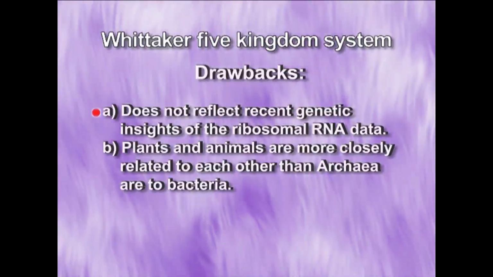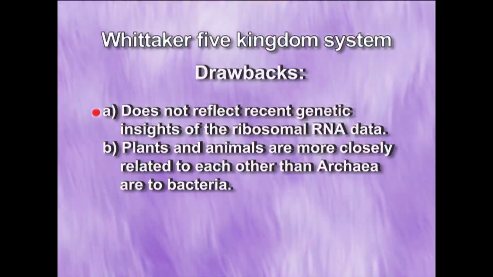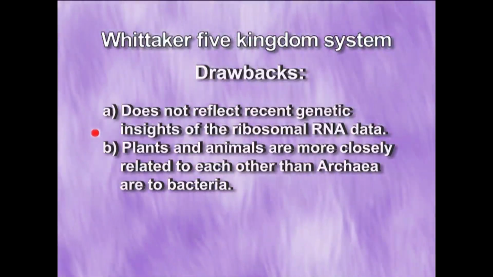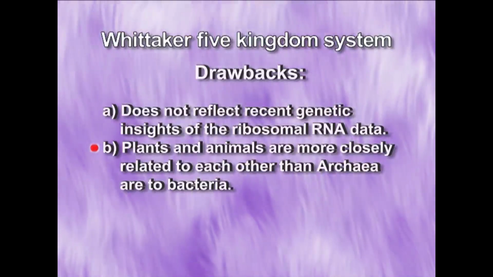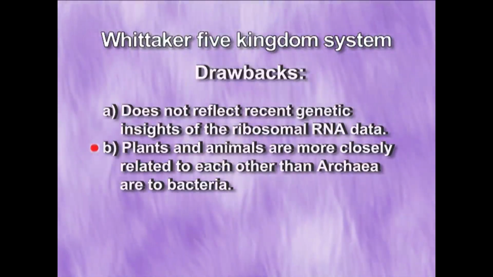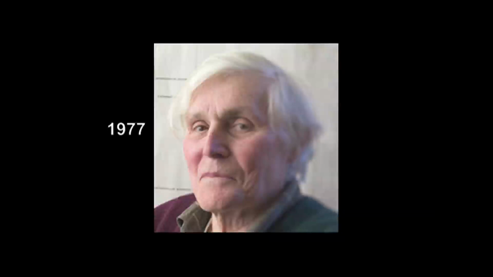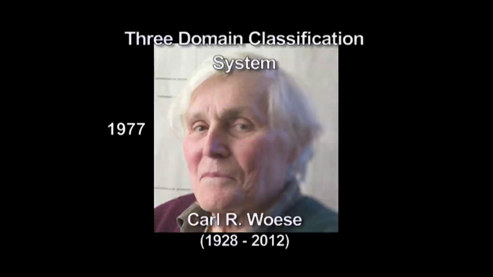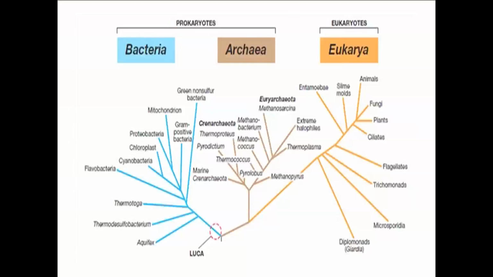But this classification system faced certain drawbacks. Namely, it doesn't reflect the recent genetic insights from ribosomal RNA data. And number two, plants and animals were more closely related to each other than archaea are to bacteria. To overcome these deficiencies, in the year 1977, Carl Woese came up with the three domain classification system, wherein he said that the three domains of life are bacteria, archaea and eukarya.